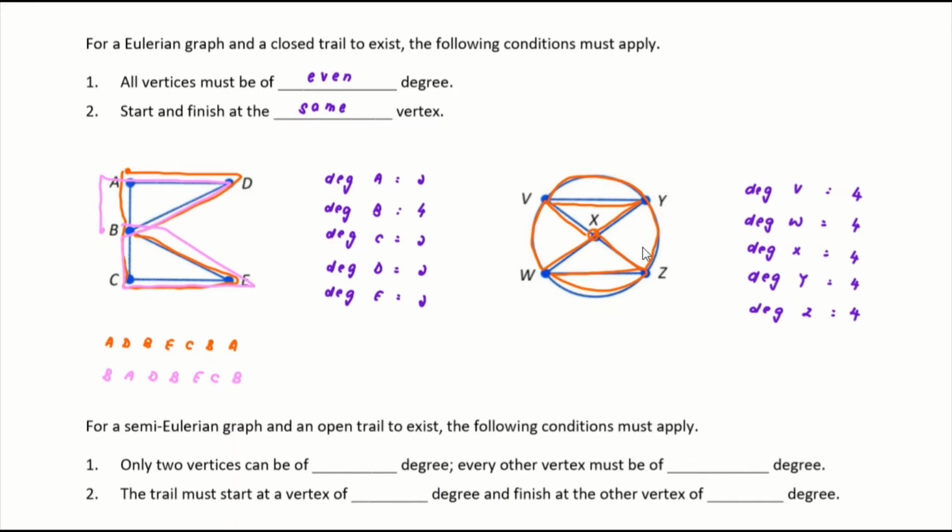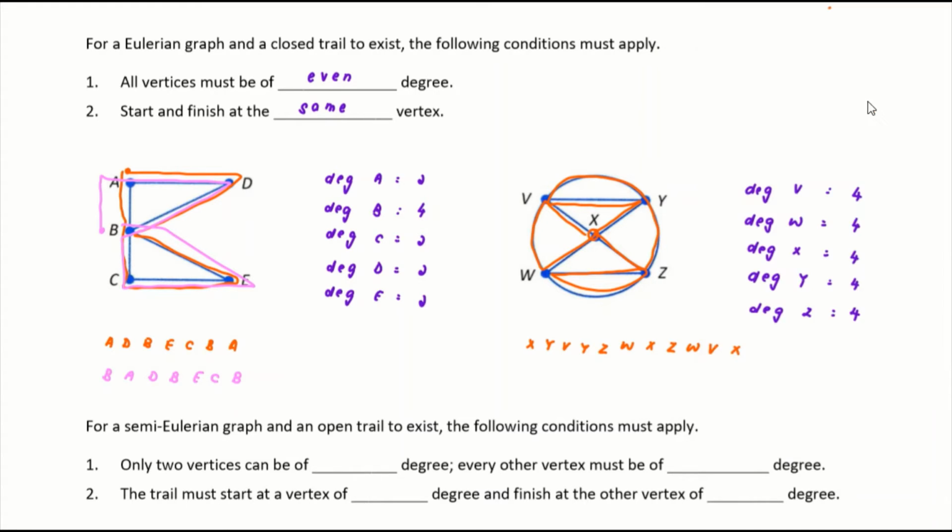Okay, as I said, this is not the only answer. You can build your own trail as long as you start and finish at the same vertex and pass through all the edges. In this case, my answer would be starting from X: X, Y, V, Y, Z, W, and then I go to X, Z, W, V, X. Okay, so that's the idea.